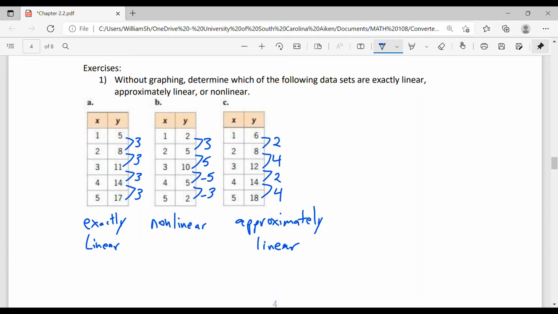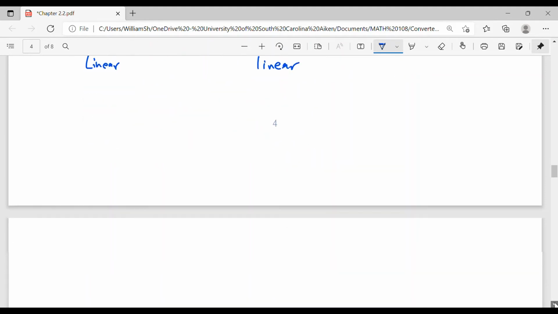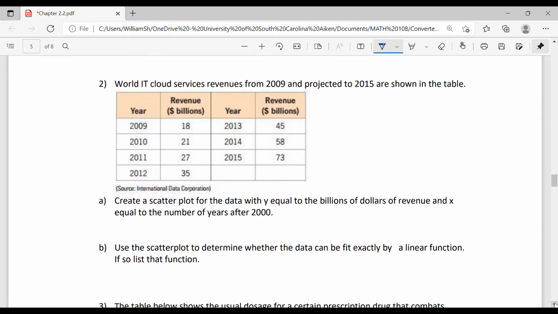Alright, so let's see what the next example is. Number 2 says, World IT Cloud Service revenues from 2009 and projected to 2015 are shown in the table. So we have this nice table here. A wants us to create a scatter plot for the data with y equal to the billions of dollars of revenue and x equal to the number of years after 2000.